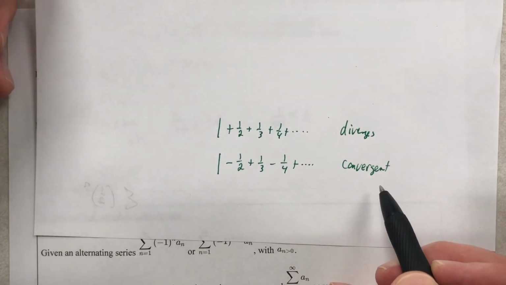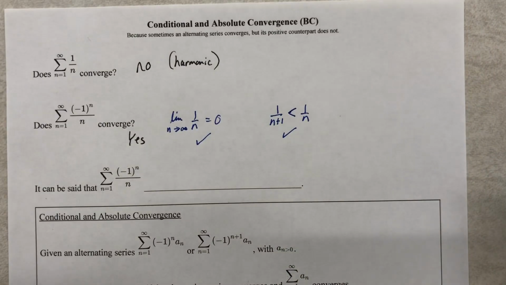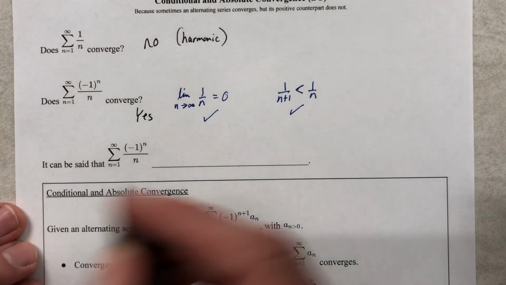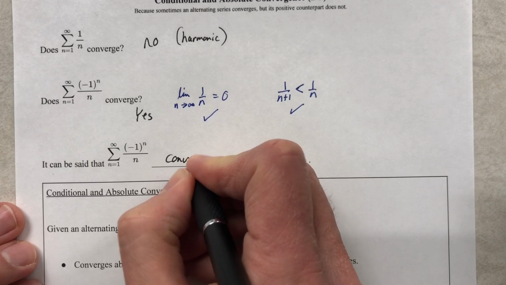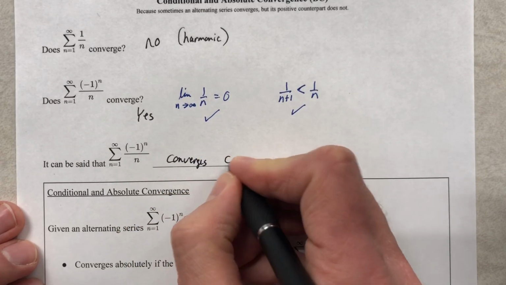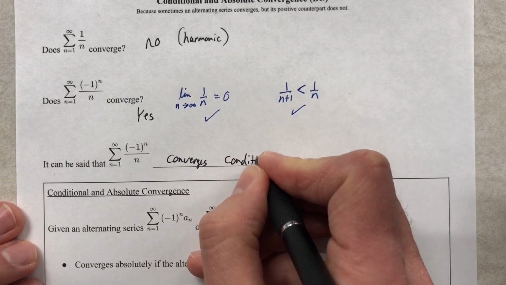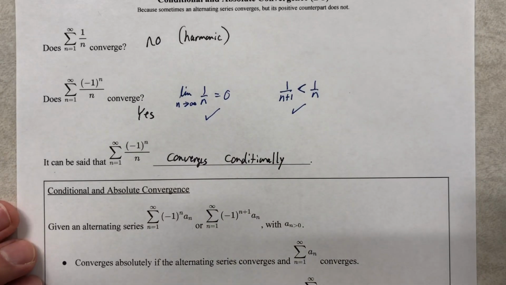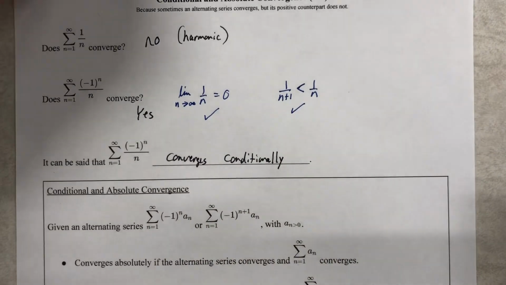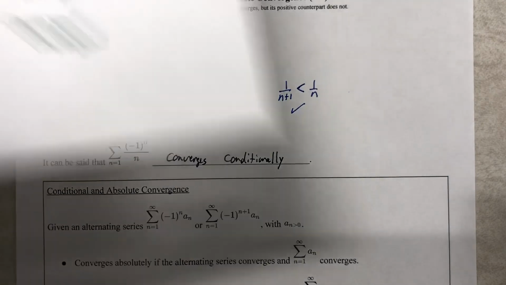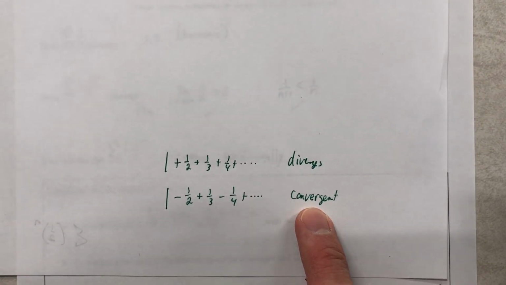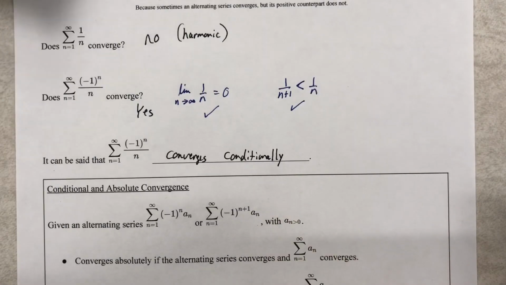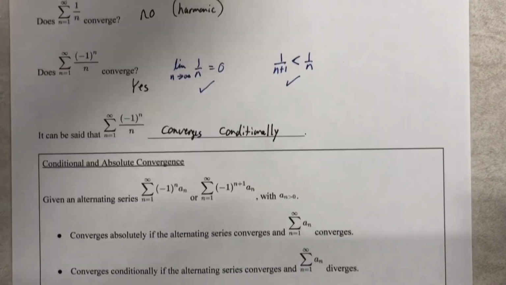And therefore, we can say that the alternating series converges conditionally. Oh, what does that mean? That means that the alternating series converged, but if I made everything positive, nope, diverged. All right? Let's jump in.